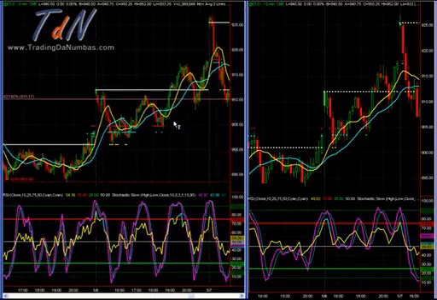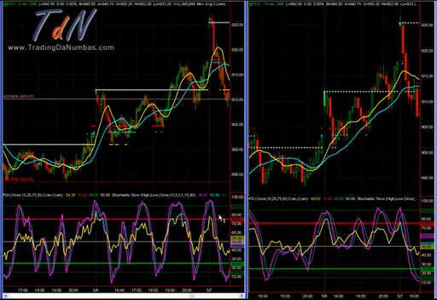If we look at the third day, we see again it looked overbought here. We can see that.